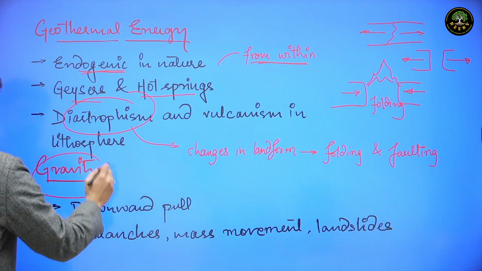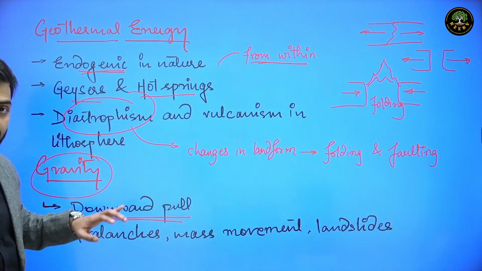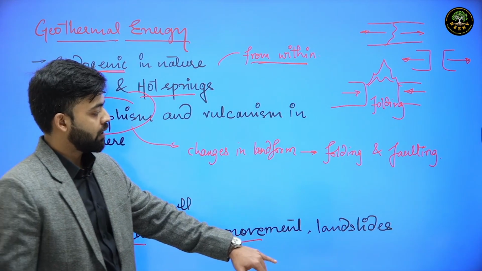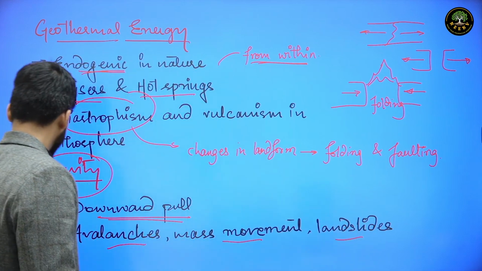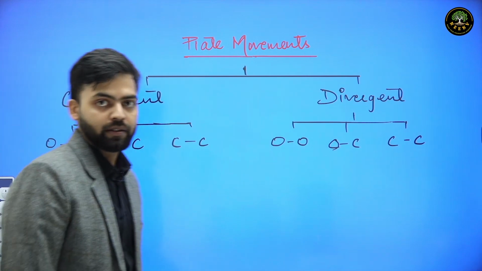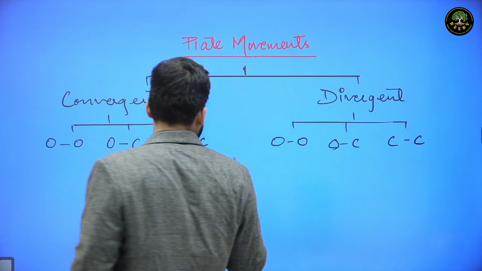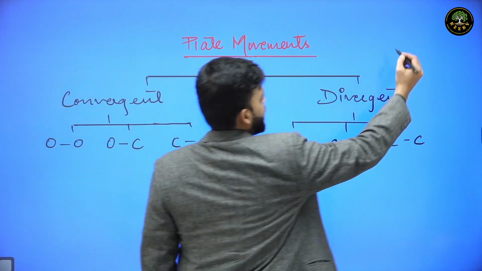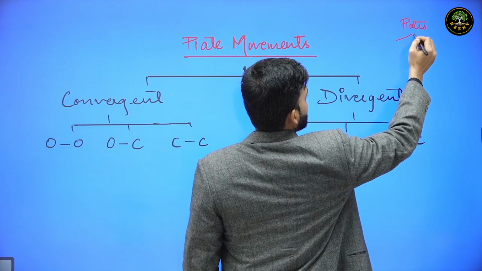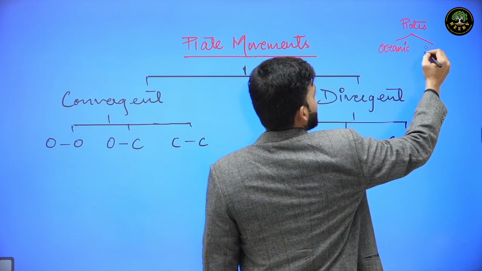Now gravity. Gravity is nothing but the downward pull, and because of this, dynamic changes in the Earth like avalanches, mass movement of rocks and landslides occur. Now let us see plate movements. Earth's lithosphere is basically divided into different types of plates. If we see the lithosphere, the types of plates are oceanic plate and continental plate.